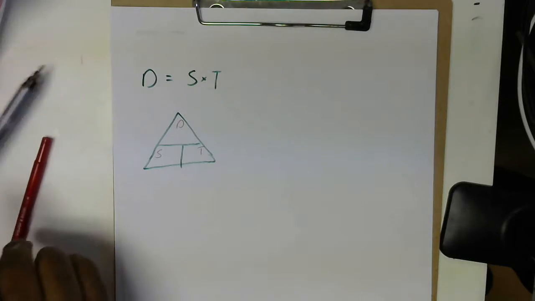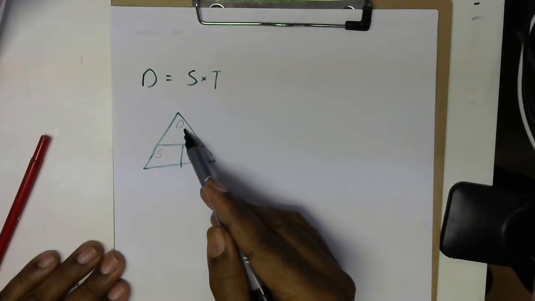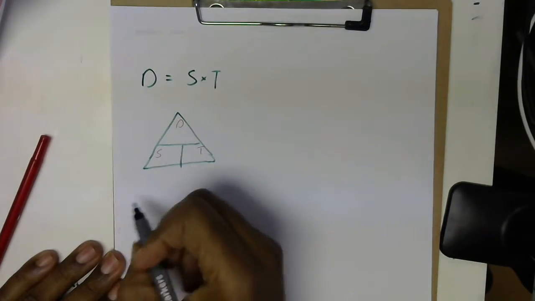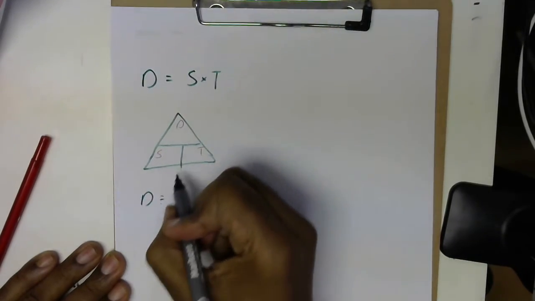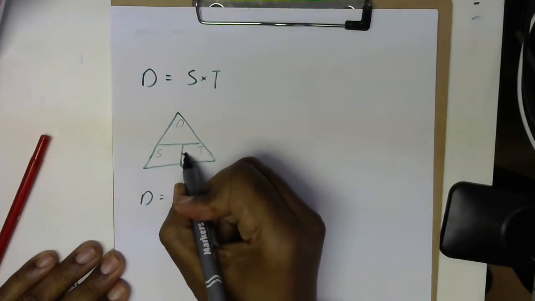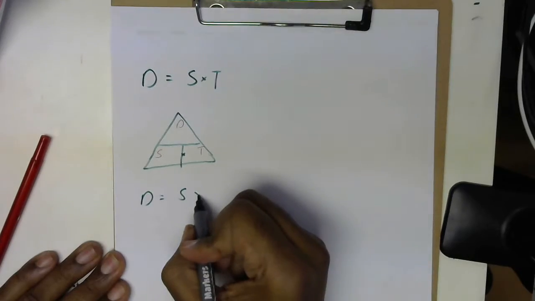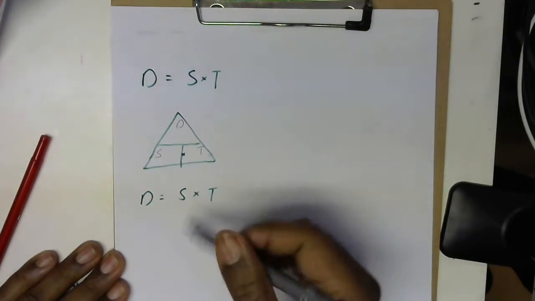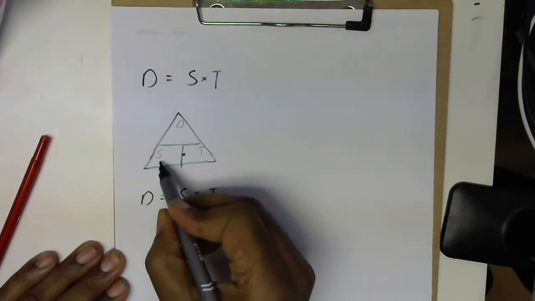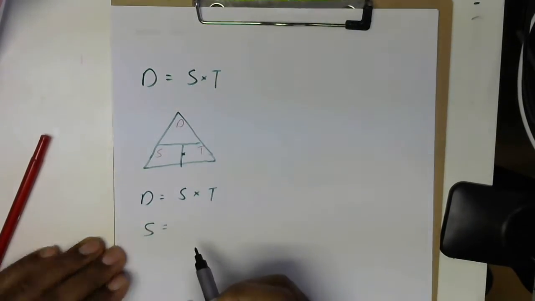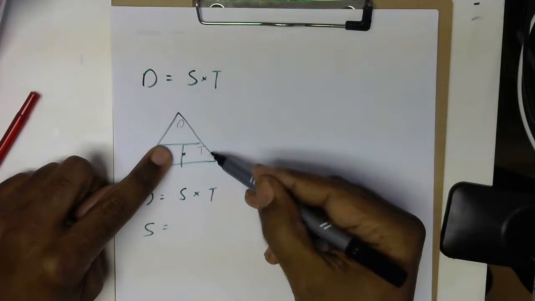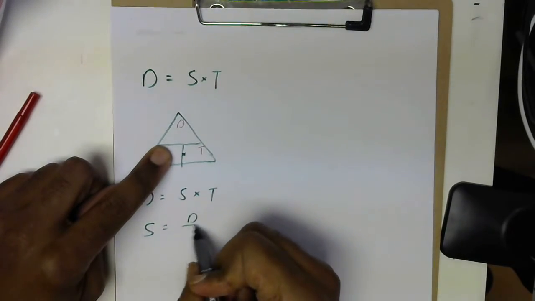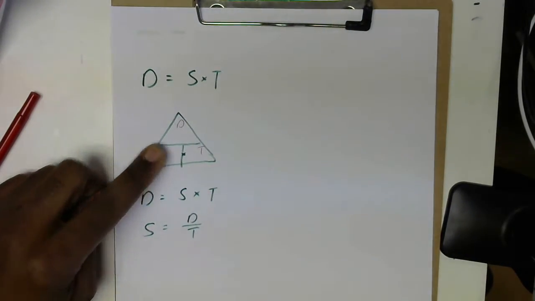So d, which is over s and t, we will say d equals, and the s and t, because they're next to each other, it'll be multiplication. So speed times time, which is what we had originally. Now, if we want to find speed, which is right over here, speed would equal, we cover this up, distance over time. So distance over time.